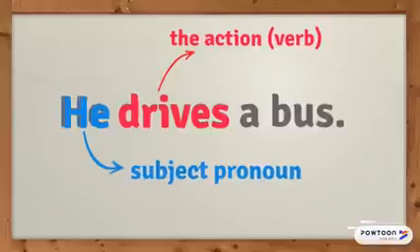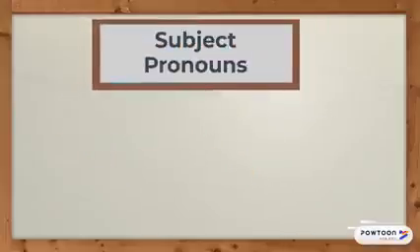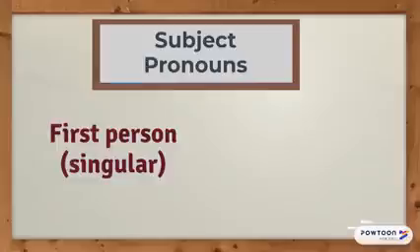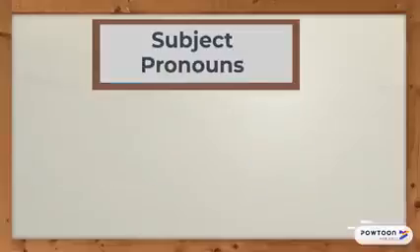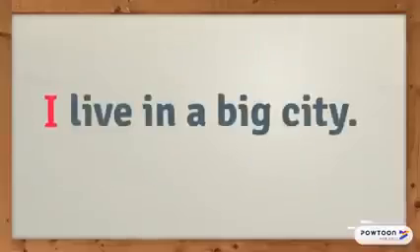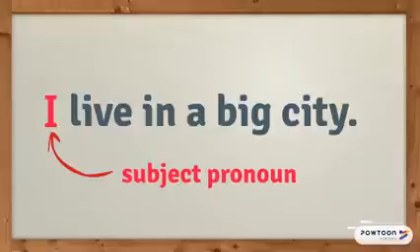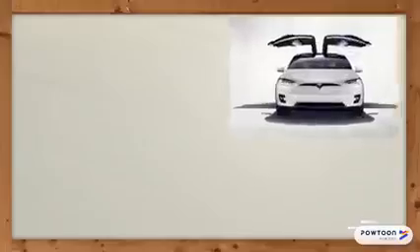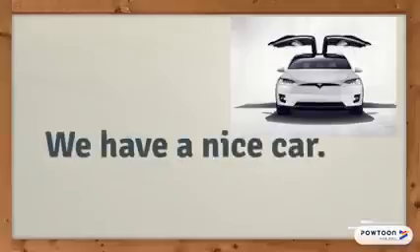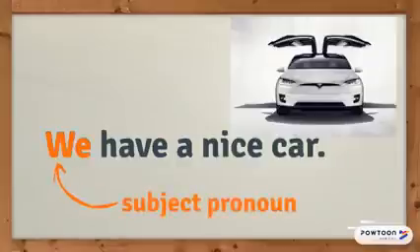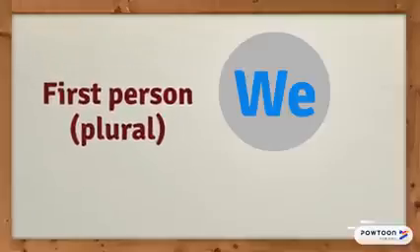So, what are the different subject pronouns in the English language? Whenever we talk about the first person in the singular, we use I. For example, I live in a big city. In this sentence, I is a subject pronoun. Look at the next example. We have a nice car. In this sentence, we is the subject pronoun and it is the plural form of the first person.